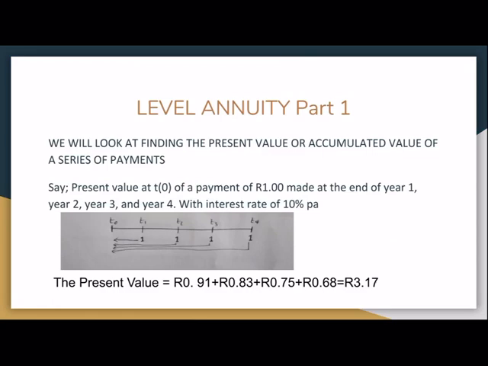All this is equivalent to: 1 rand at the end of the first year is equivalent to 91 cents, 1 rand at the end of the second year is equivalent to 83 cents, 1 rand at the end of 3 years is equivalent to 75 cents, and 1 rand at the end of the fourth year is equivalent to 68 cents. That is, the present value will be 3 rand and 17 cents.